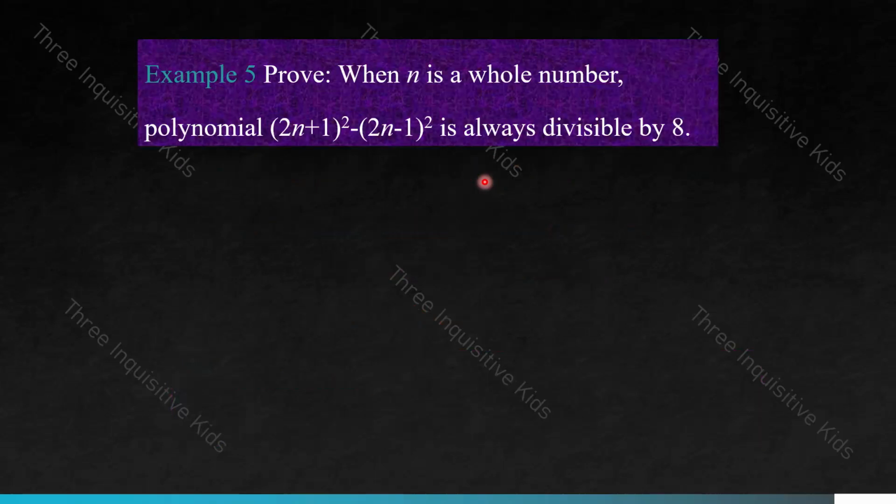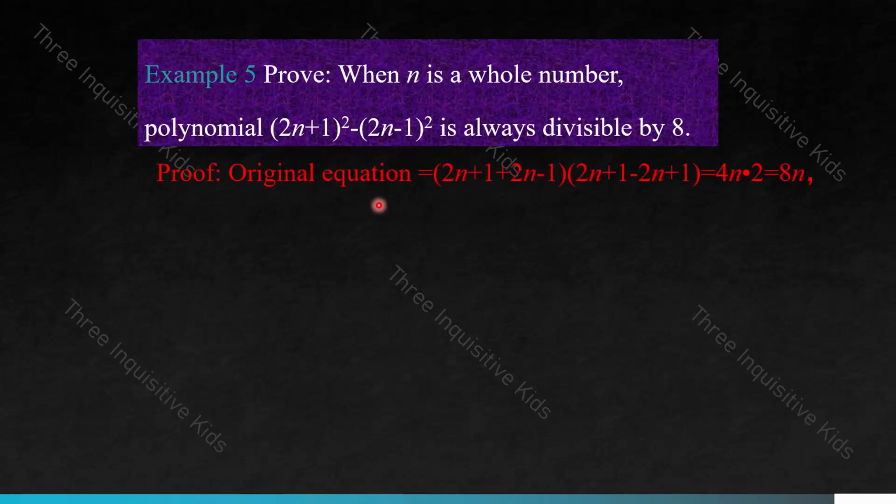Now we have example 5. Prove that when n is a whole number, this polynomial is always divisible by 8. So here is our proving process. By factoring this expression, we have (2n plus 1 plus 2n minus 1) times (2n plus 1 minus 2n plus 1), which is equal to 4n times 2, which is equal to 8n.